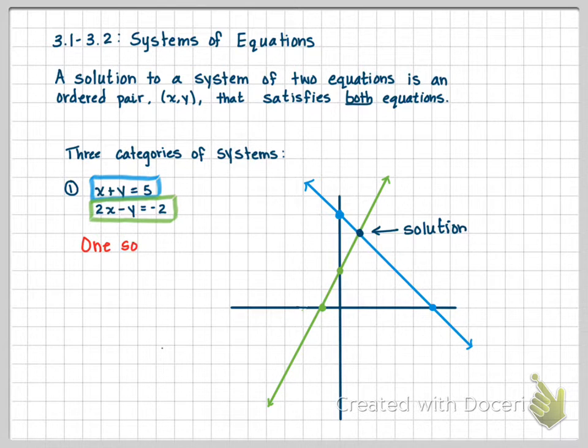One solution. And it is, in this case, 1, 4. And when we have a system like this where we have two lines that are different from one another and they intersect at a single point, we say the system is consistent.